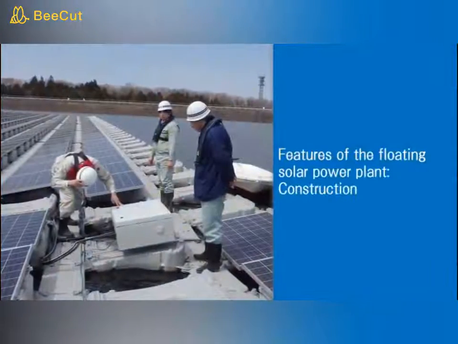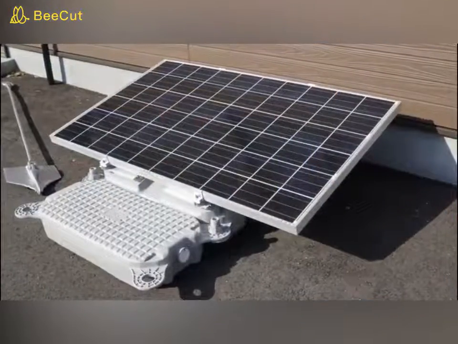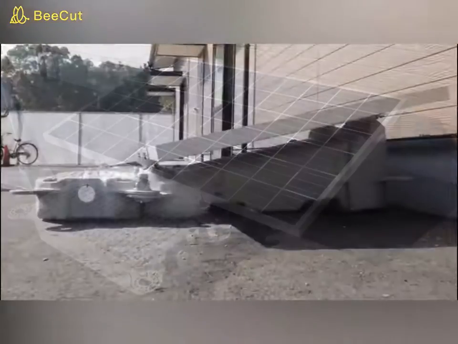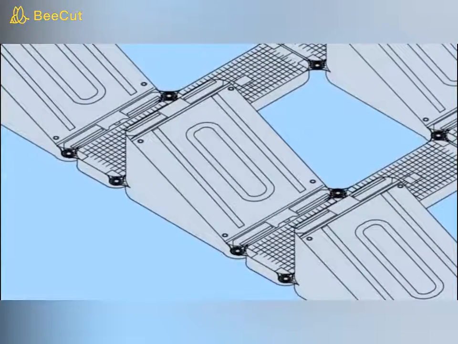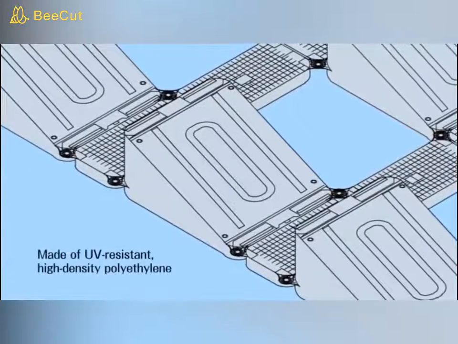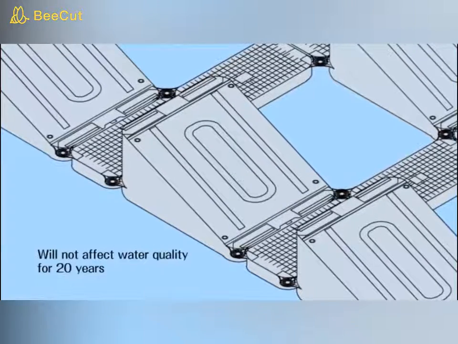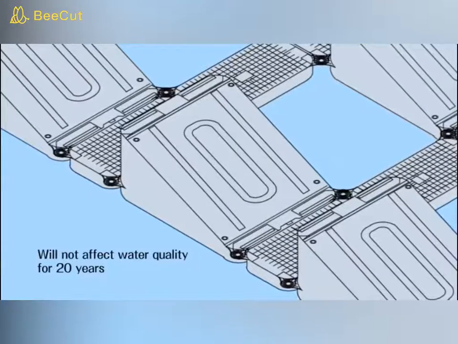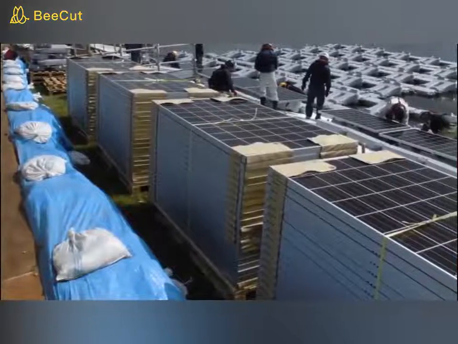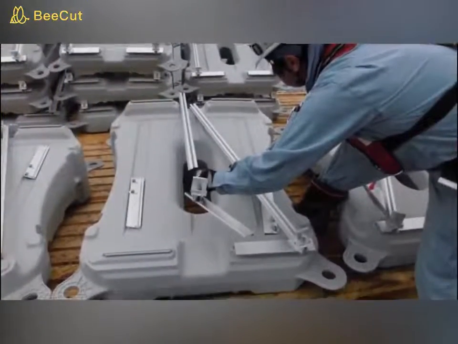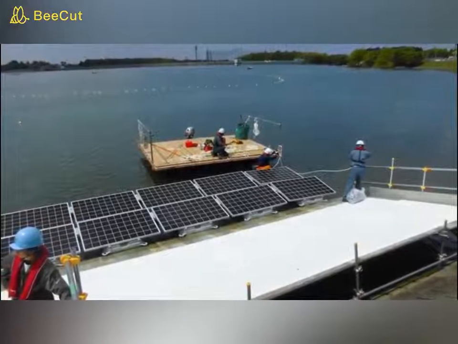Now, let's take a look at how the floating solar power plant was constructed. The solar power plant comprises solar modules mounted onto solar platforms and installed on the water. The floating solar platforms work like floats and are made of UV-resistant high-density polyethylene that will not affect water quality during the 20-year business period. The solar modules are installed on the floating solar platforms. The floating solar platforms are then connected on ground. The assembled platforms are then towed by boat to the installation point.